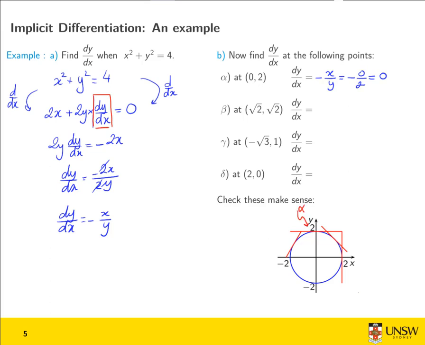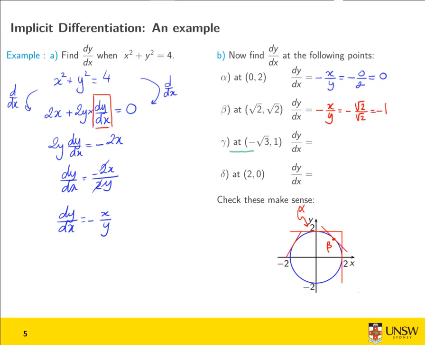Next, we move on to the point square root of 2, square root of 2. So it's this one here. So I'm calling this beta, so we're expecting a negative value. And indeed, our minus x on y will be minus square root of 2 on square root of 2, and it will be negative 1, which is consistent with the drawing.